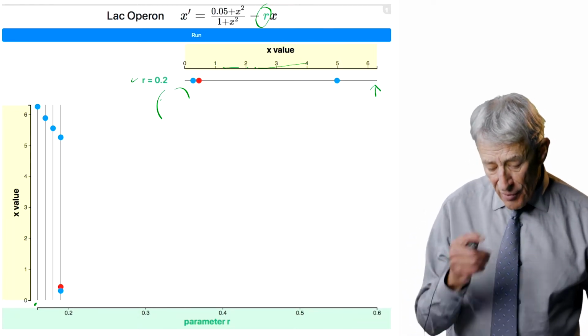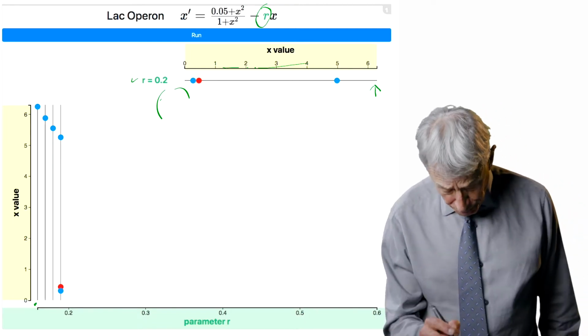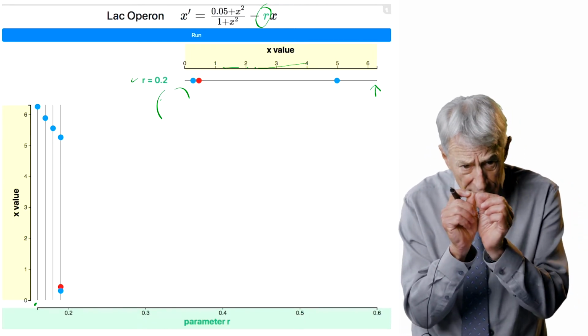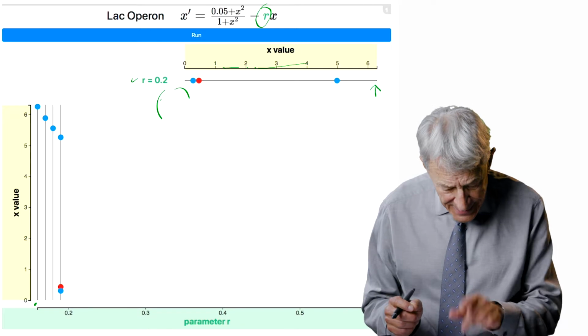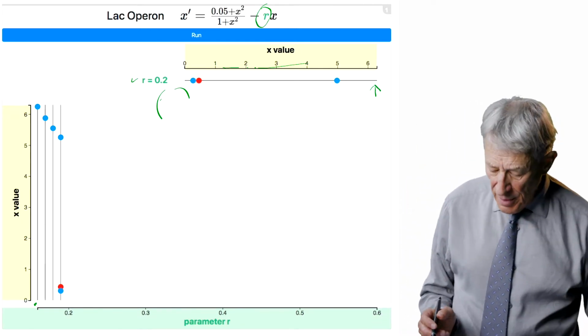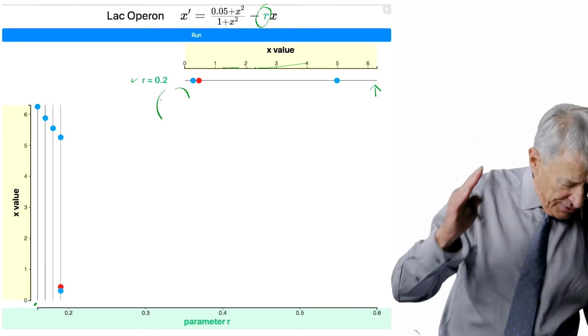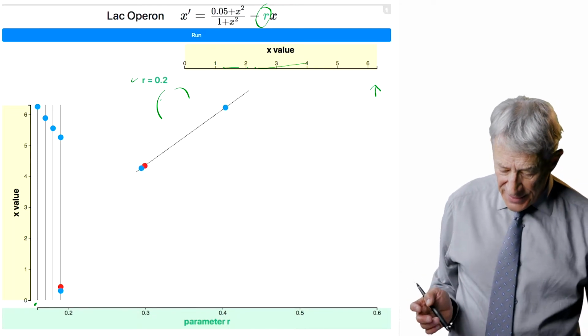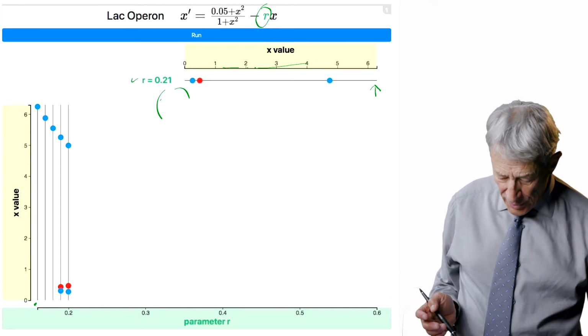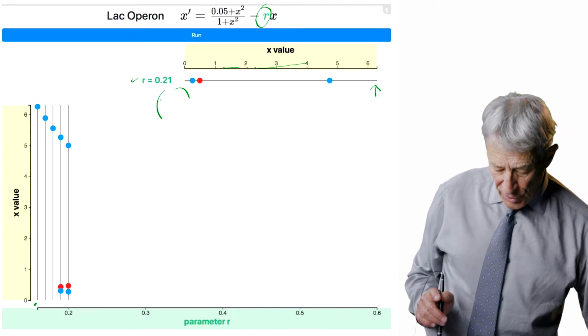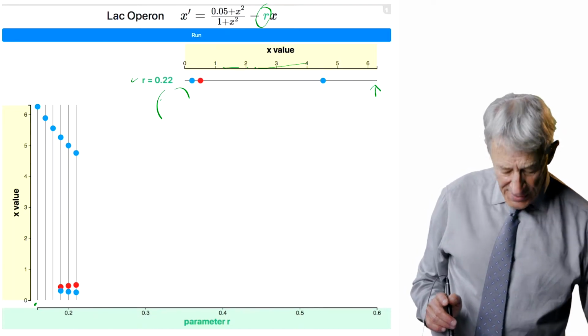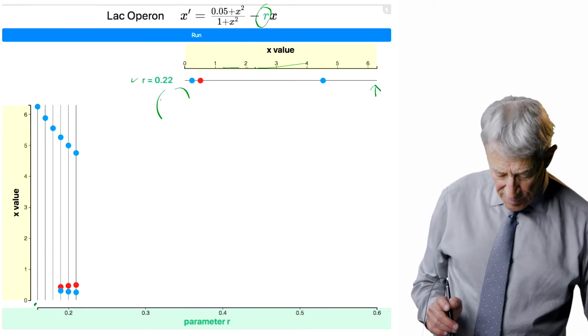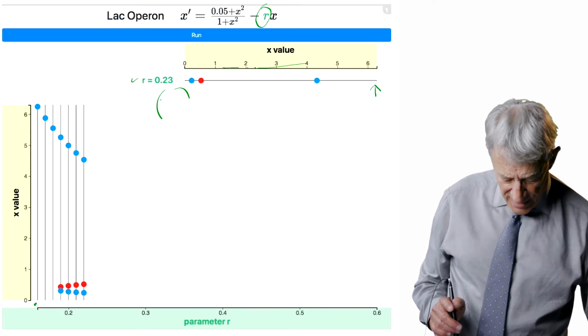Now, if we look at R equals 0.2, we see that the two equilibrium points are now a little bit separated. There's a tiny little bit of daylight between them. We're going to take that, and again, we're going to turn it up, and we're going to stack it at the right point. R equals 0.21, same thing, stack it up. R equals 0.22, stack it up.